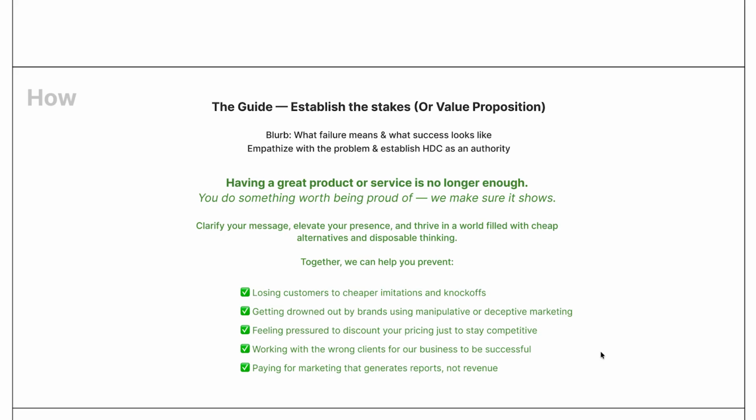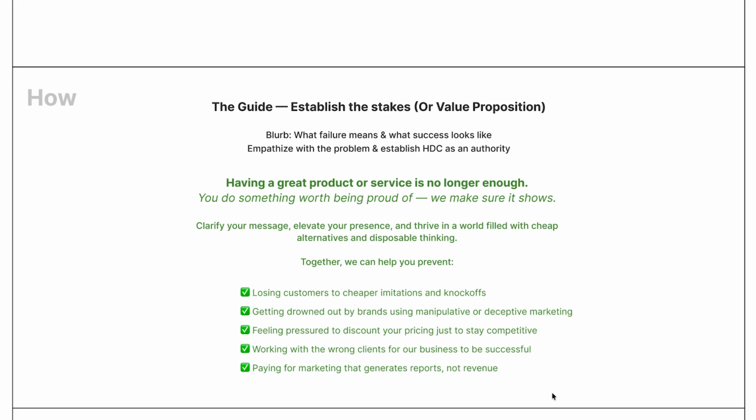So when I meet these people, I always have to get over that hurdle where they're like, oh, we hired a marketer before and we didn't get any results. We just ran a bunch of ads. And so that's one of those. Feeling pressured to discount your pricing just to stay competitive. I think we all know customers who do that. We probably do that ourselves.